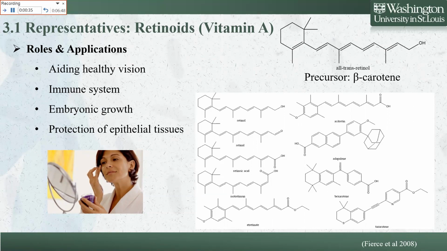And there are 4 generations of retinoids. Here is a picture of chemical structures of several retinoids.